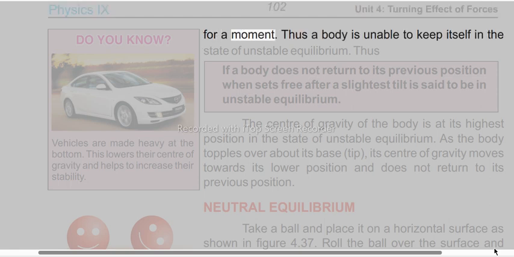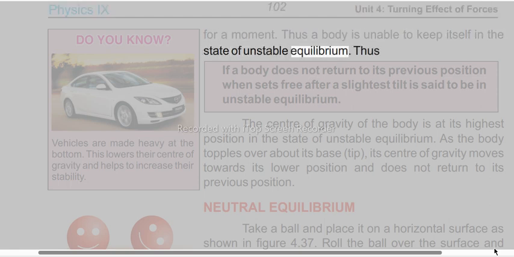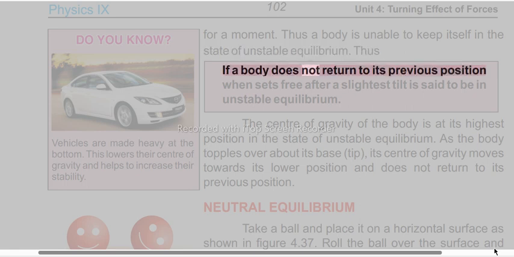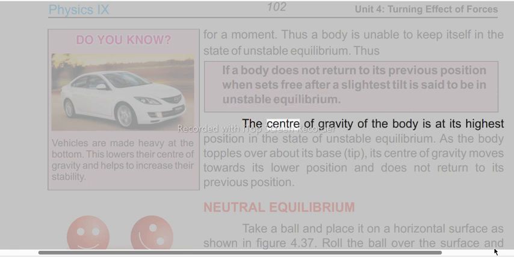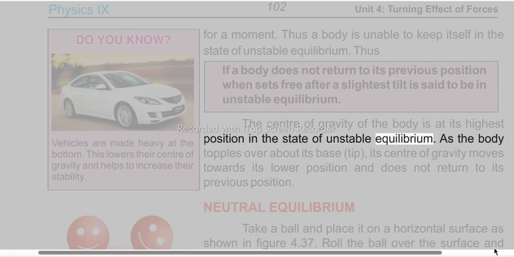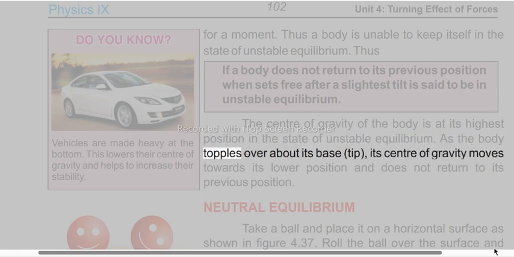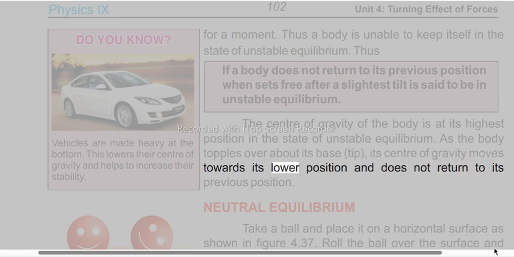Thus a body is unable to keep itself in the state of unstable equilibrium. Thus, if a body does not return to its previous position when set free after a slightest tilt, it is said to be in unstable equilibrium. The center of gravity of the body is at its highest position in the state of unstable equilibrium. As the body topples over about its base tip, its center of gravity moves towards its lower position and does not return to its previous position.